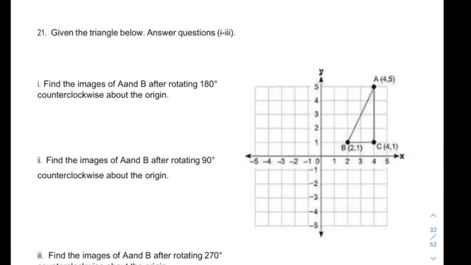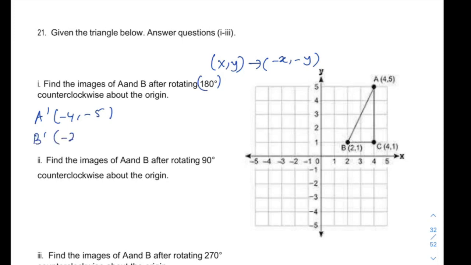Given the triangle below, answer questions. Find the image of A and B. Now we are in rotation topic. After rotation 180 degrees counterclockwise about the origin. So for 180 about the origin, just remember the rule. X, Y will go to negative X and negative Y. So simply you just flip the signs. So A prime will be negative 4 and negative 5. B prime will be negative 2 and negative 1.